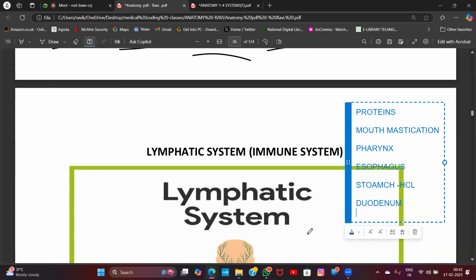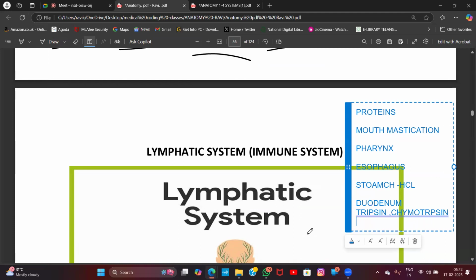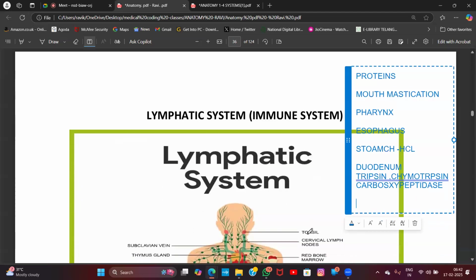The pancreatic enzymes like trypsin, chymotrypsin, and carboxypeptidase mix with the proteins along with pepsin. The digestion will happen, and due to the digestion, small peptide chains are produced.